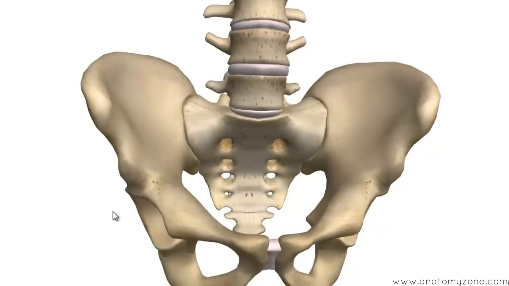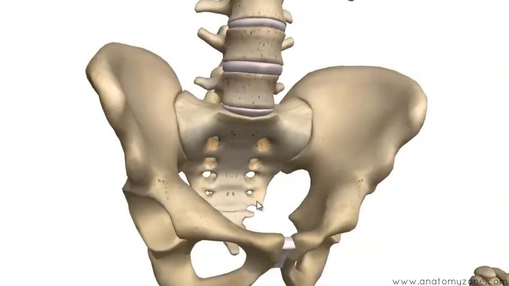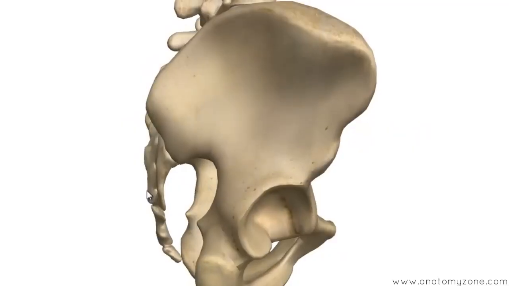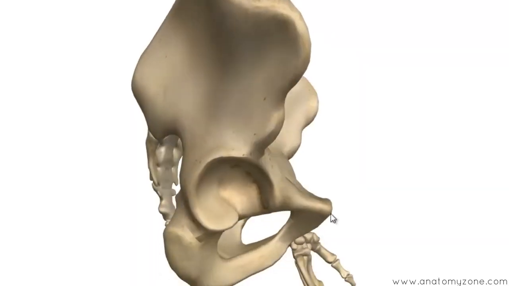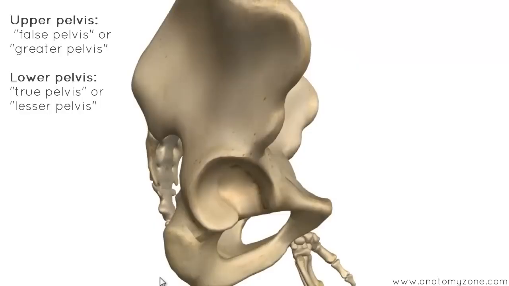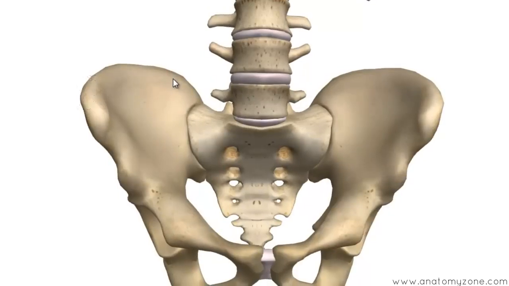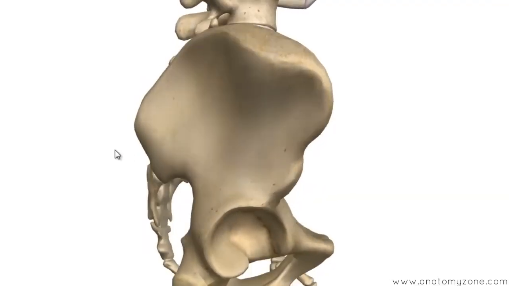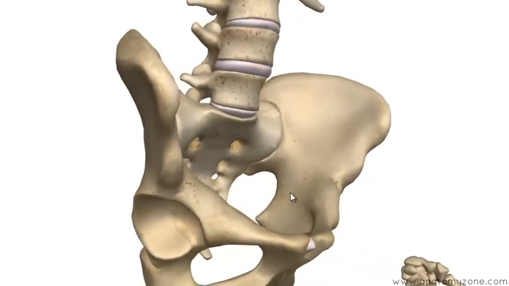The pelvis is separated into two regions. You've got the upper region, the superior part of the pelvic bone, which is called the false pelvis, also called the greater pelvis. And you've got the lower, inferior part of the pelvis, which is called the true pelvis or the lesser pelvis. The upper part is called the false pelvis because it's often regarded as part of the abdominal cavity rather than the pelvic cavity. The lower part is the true pelvis because it contains the actual pelvic cavity.